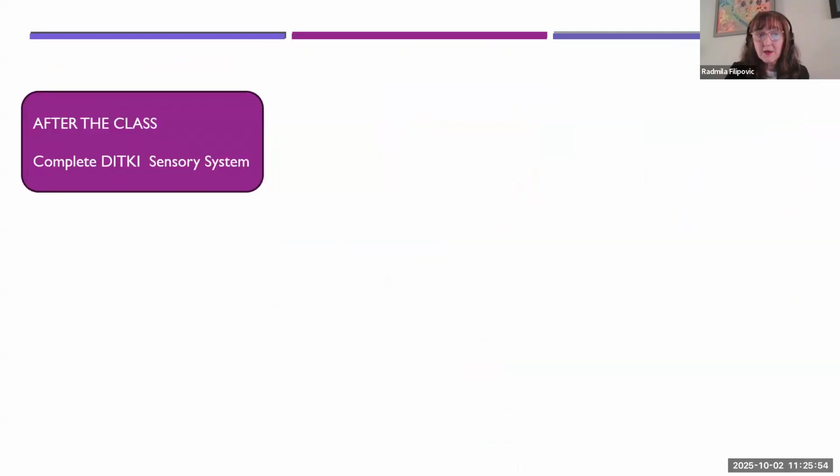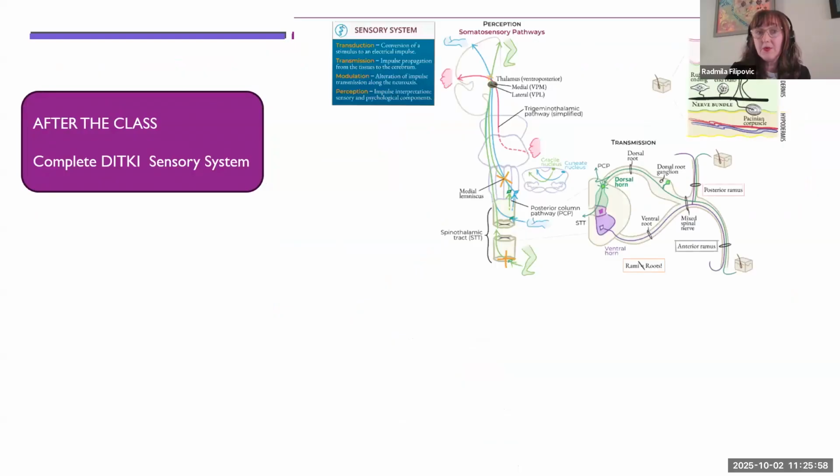And after the class, also for example, for this unit, I asked them to complete sensory systems, so how sensory systems are traveling. One of the sensory systems is the MLS system, which is touch and proprioception. It's very well explained in the Draw It to Know It. Students are asked to complete that Draw It to Know It.